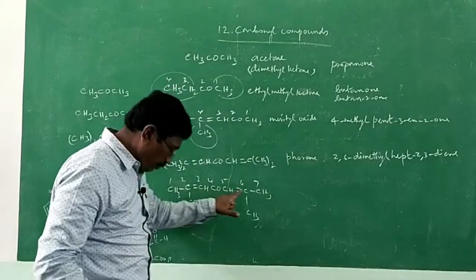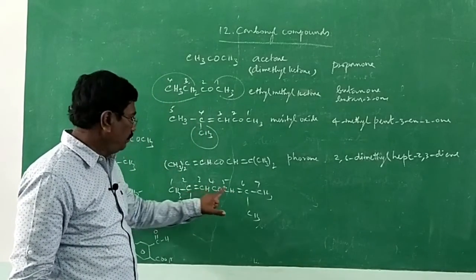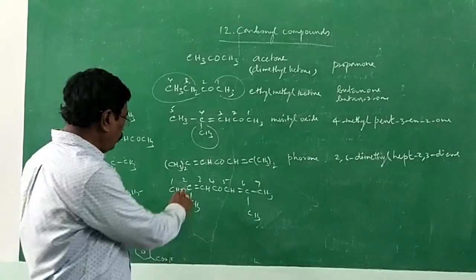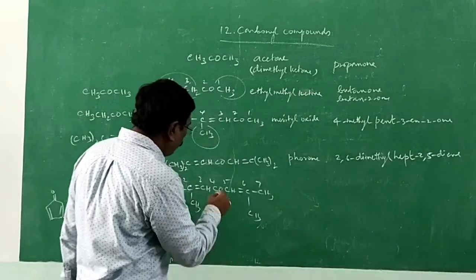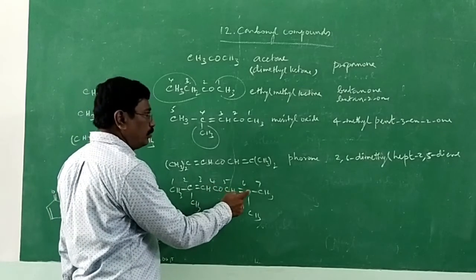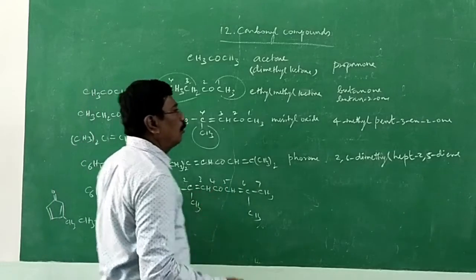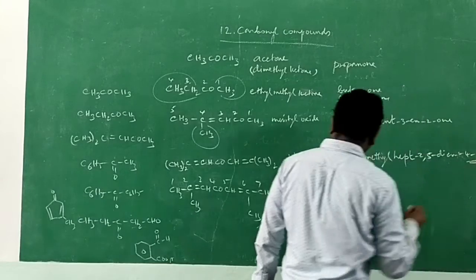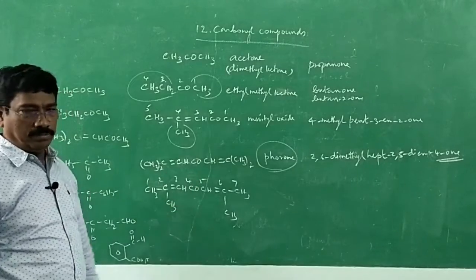Hept, totally 7 carbon atoms, therefore hept. Ene at the 2nd and the 5th, therefore diene, hept-2,5-diene. And we have one at the 4th carbon atom. Therefore 2,6-dimethylhept-2,5-dien-4-one. This 4-one is written like this as a common name. This is how it gets the name.